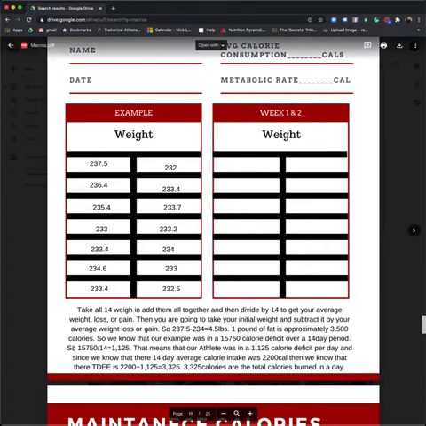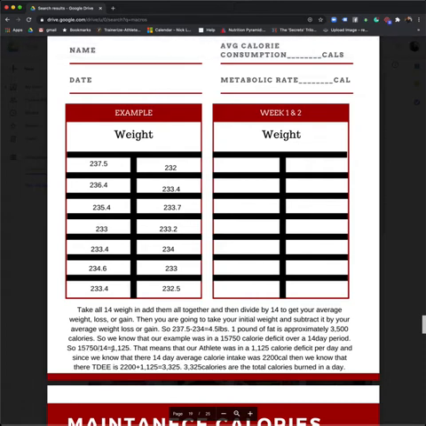So 15,750 divided by 14 equals 1,125 calories. That means that our athlete was in a 1,125 calorie deficit per day. And since we know our 14-day average caloric intake, which in this example was 2,200 over the course, if we weighed out everything, we would have done that math beforehand.